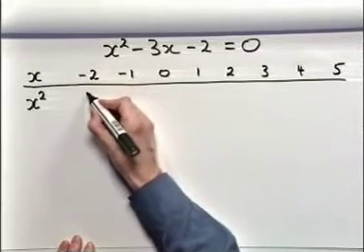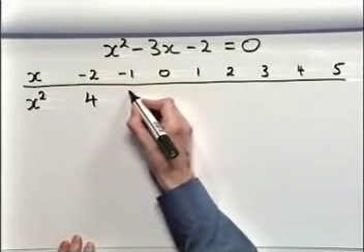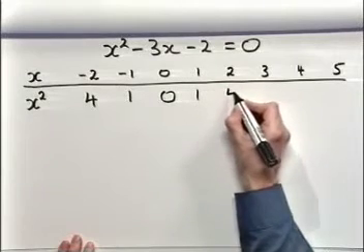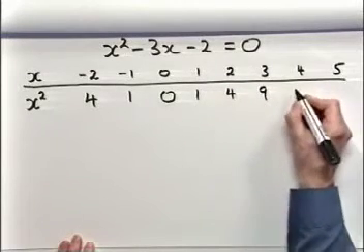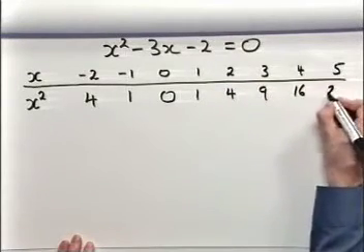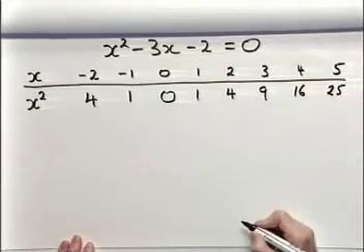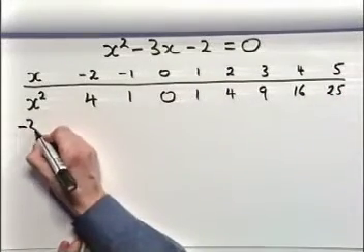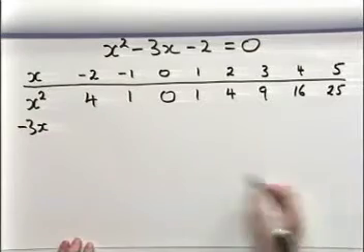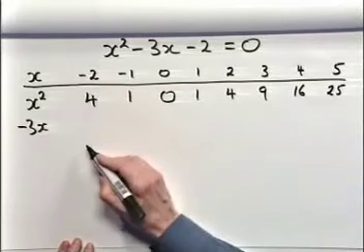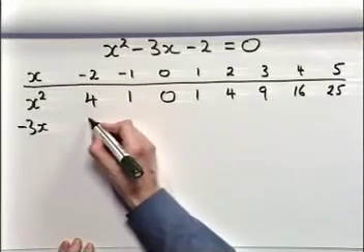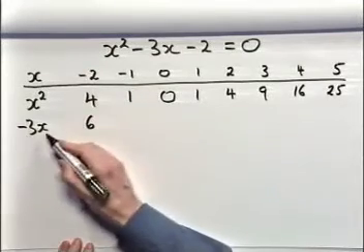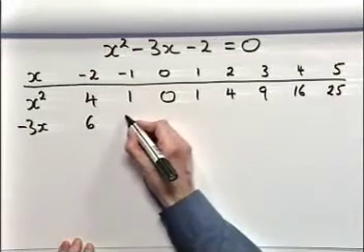X squared, that will be 4, 1, 0, 1, 4, 9, 16, and 25. The next term is minus 3x. So I have minus 3 times the value of x. So minus 3 times minus 2 is 6. Minus 3 times minus 1 is 3.